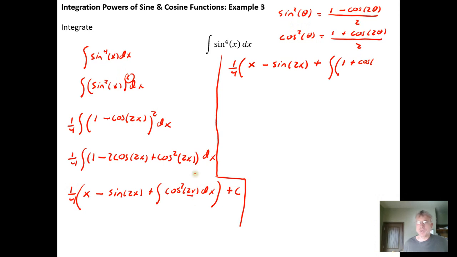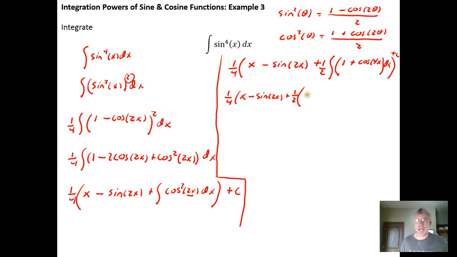So 2 times 2x is 4x. So we get 1 plus the cosine of 4x dx. And this is all over 2. And everything's times the 1/4. And then this 2 here can be factored out as a half because it's a constant. I factored it out of the integral. Go ahead and integrate, so we get, and I still have my plus constant of integration, a quarter of x minus the sine of 2x plus a half of some more stuff.